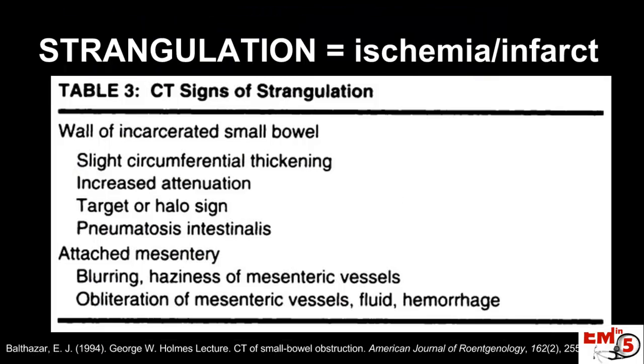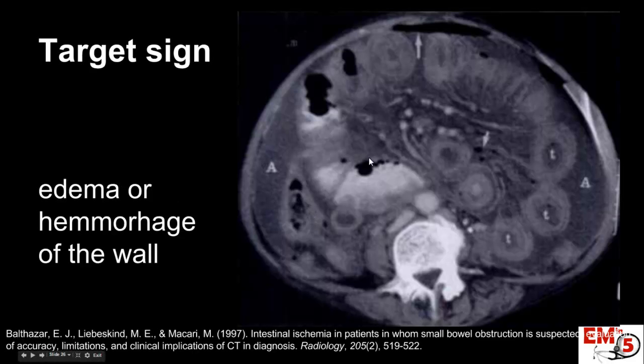Now, the bowel wall itself can actually show signs of ischemia or infarct. So let's go through a couple of those. We already talked about thickening. It can also have increased attenuation if it starts getting edematous. Another thing you can see is the target sign. So let's take a look at that. This basically means that there's edema or hemorrhage of the wall. This is a very concerning sign. That's a good example of target signs.